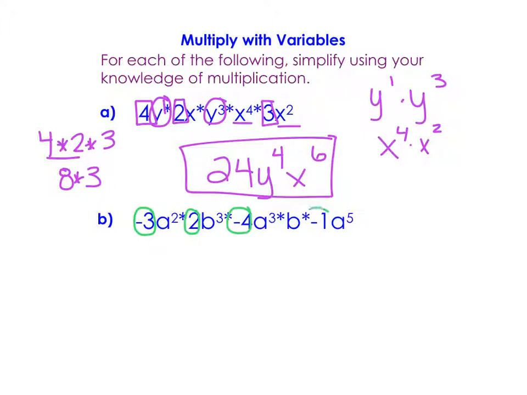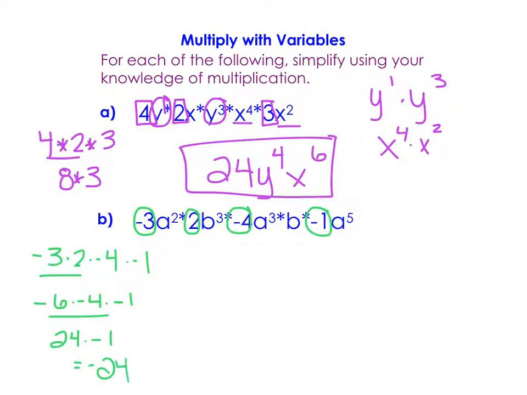Then if I look down at that next one, I see that I have a -3, a 2, a -4, and a -1. So -3 times 2 times -4 times -1. So those first two together become -6 times -4 times -1. That becomes 24 times -1, which is -24. So we multiplied the 4 numbers together to get -24.